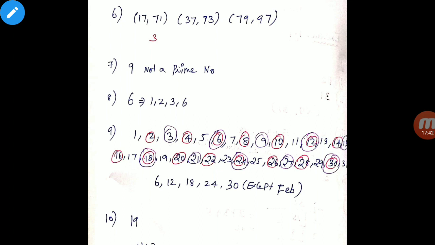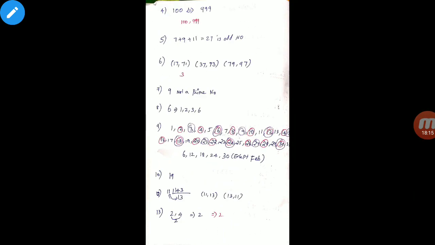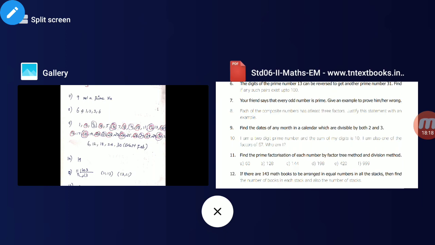I have circled in red pen all the numbers which are divisible by 2. I have circled the numbers which are divisible by 3 in violet ink. In certain numbers it is circled by both colors. You see 6, 12, 18, 24, 30. These are the numbers circled in both colors. That means these are the numbers which are divisible by both 2 and 3. Do you understand it? Okay, let me check the next question.